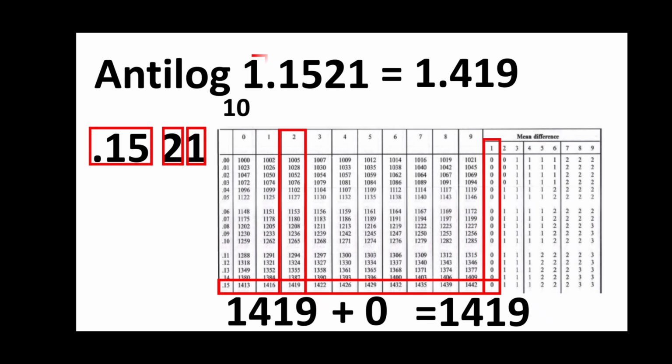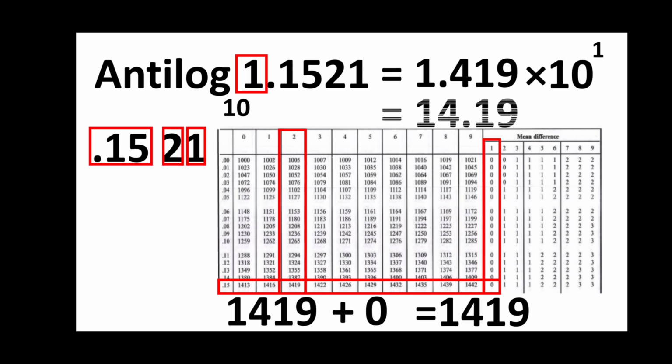Here the characteristic is 1. Therefore, the final answer is 1.419 into 10 to the power 1, which is equal to 14.19. Let's see with one more example. First, write the mantissa separately, which is 0.0699 here.